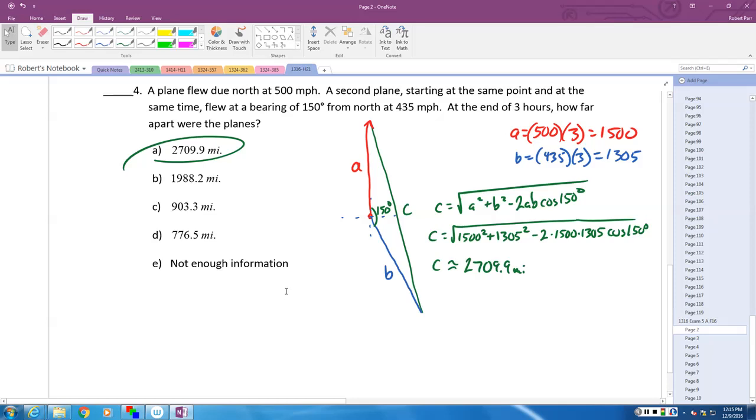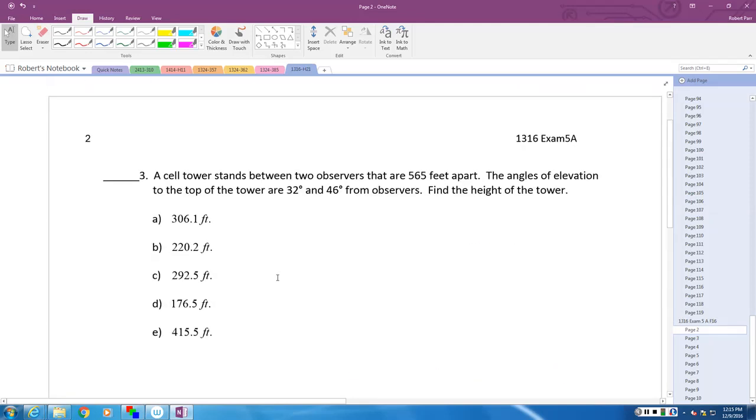All right. What else we got? Anything from this test? Yes, number 3. Cell tower. Now, there's kind of 2 ways to do this. Cell tower stands between 2 observers that are 565 feet apart. The angles of elevation at the top of the tower are 32 and 46 degrees from the observers. So there's 2 observers here. One makes an angle of 32 degrees to that tower. The other one is going to make an angle of 46 degrees to that tower.